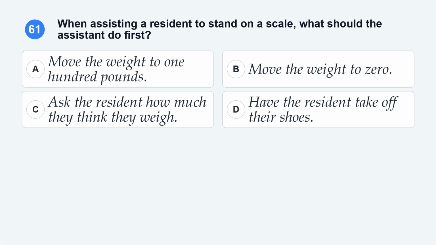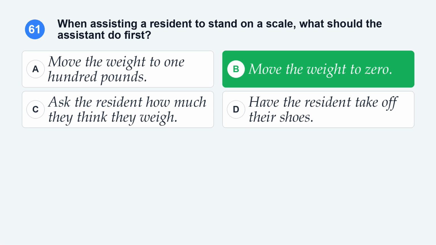Question 61. When assisting a resident to stand on a scale, what should the assistant do first? Option A, move the weight to 100 pounds. Option B, move the weight to 0. Option C, ask the resident how much they think they weigh. Option D, have the resident take off their shoes.